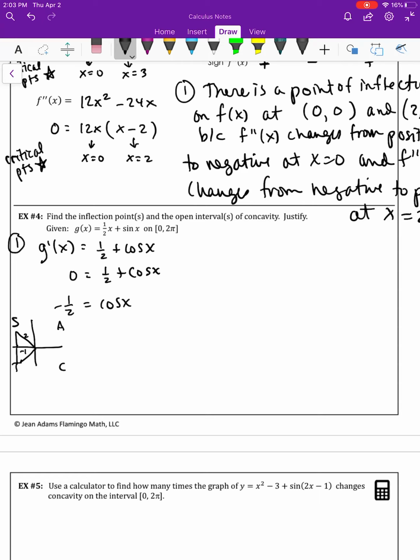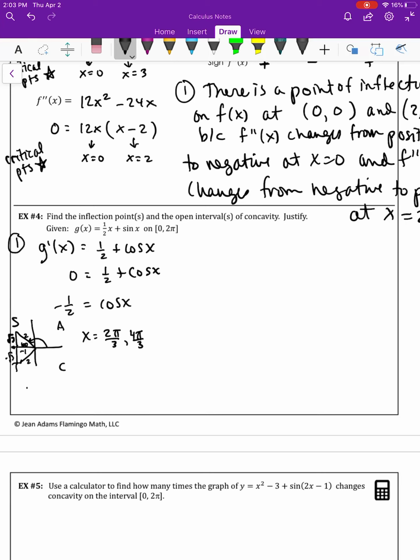So -1 over 2, -1 over 2. So this is going to be a positive square root of 3. This is going to be a negative square root of 3. So this is a 60 degree or pi over 3 angle, but this is happening at 2 pi over 3. So x equals 2 pi over 3, and then 3 pi over 3, 4 pi over 3. Because my 3 pi over 3 was here at pi, and then 4 pi over 3 was one more. Those would be your critical points for your first derivative, okay?